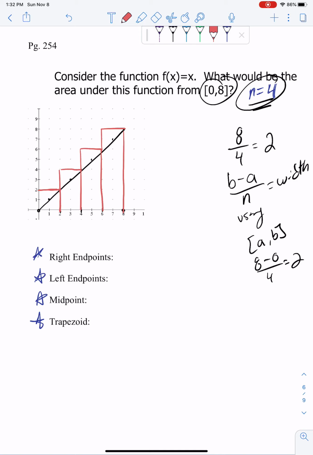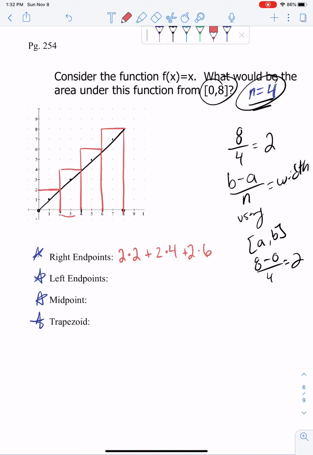Really, now I just have to multiply and find the area of each rectangle and add it together. So my first rectangle is 2 wide, and it's 2 tall. So I'm going to do 2 times 2. My second rectangle is also 2 wide, but this one is 4 tall. So I'm going to do 2 times 4. My third rectangle is 2 wide, but it's 6 tall. So I'm going to do plus 2 times 6.